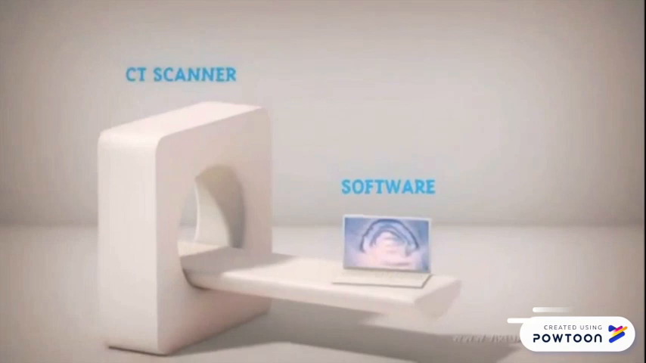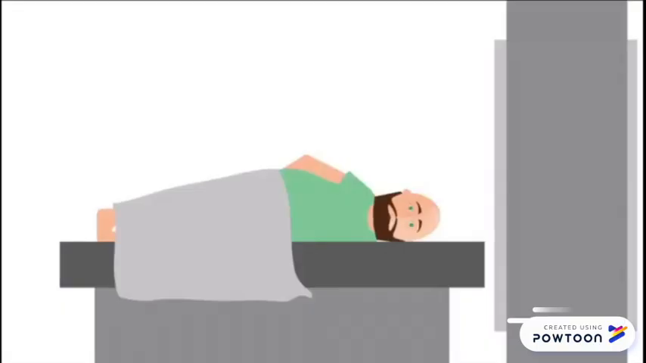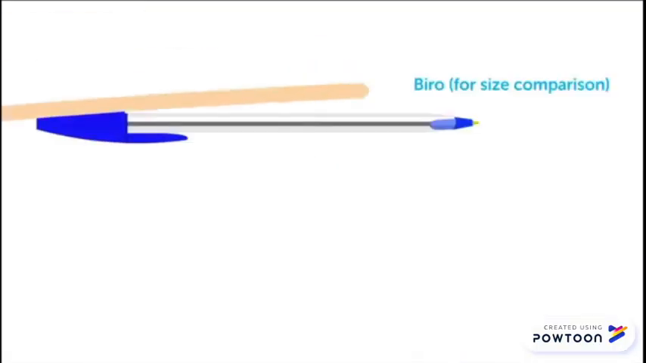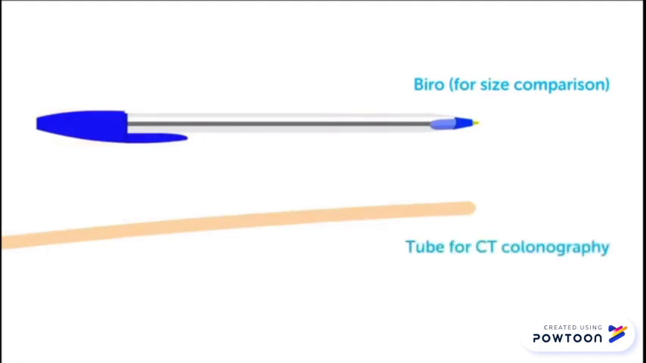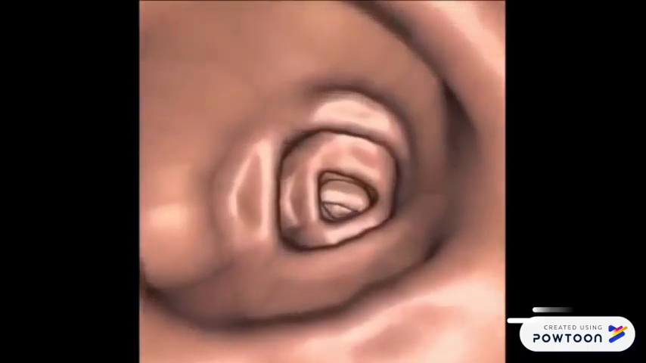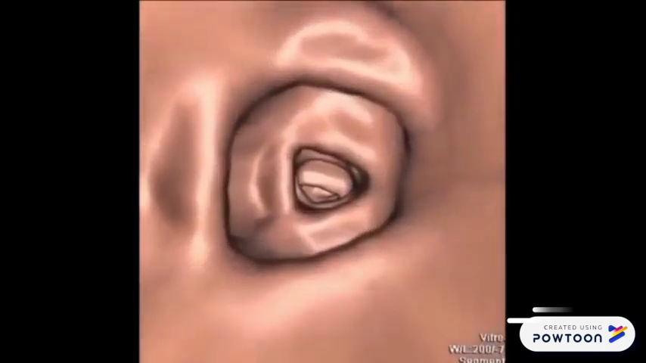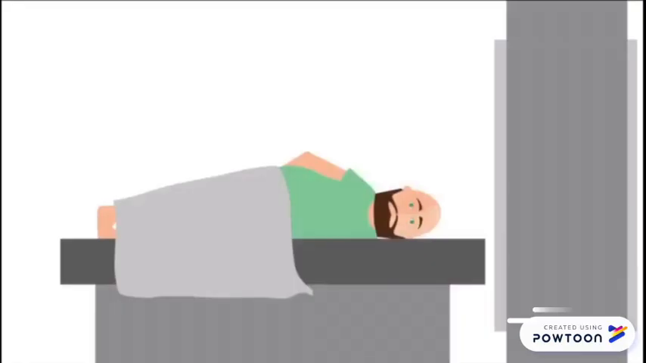imaging to produce a series of images, providing a minimally invasive evaluation of the colon without the need for the patient to be sedated. During the procedure, a small tube the size of a pen is inserted only a short distance into the anus to allow for the distension of the colon with air or carbon dioxide. Cross-sectional images are then generated during the CT scan, and over 1,000 images can be produced in a single scan, containing both two-dimensional and three-dimensional forms of the colonic mucosa.